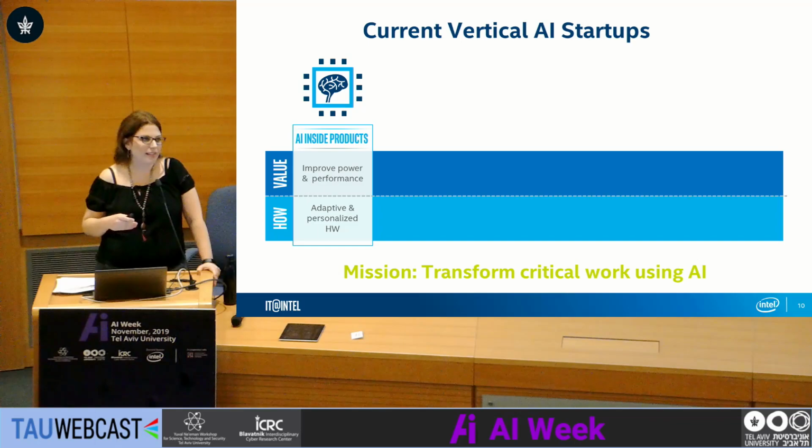So the first vertical is all about embedding AI into Intel products. How can we make the products smarter, more adaptive, and respond to the different users of the systems or the different usage modes of the same user of the system?